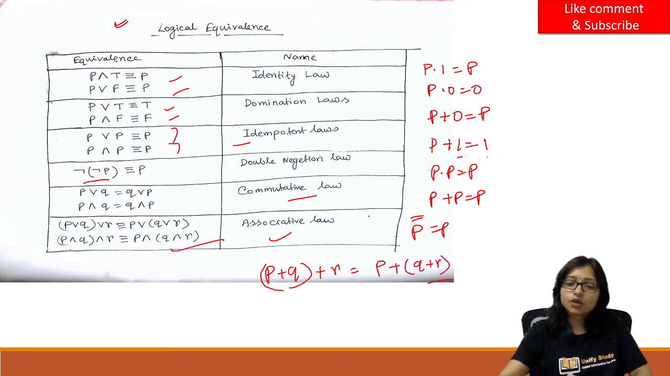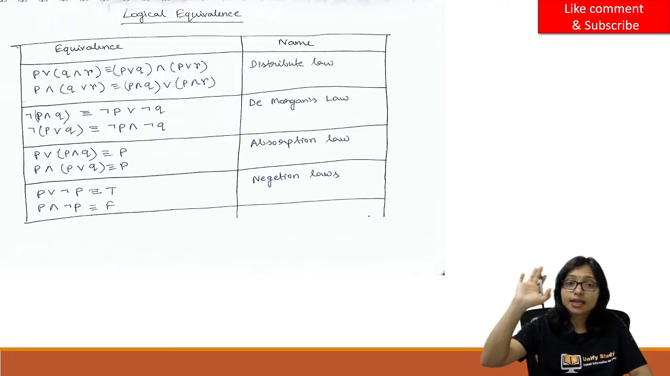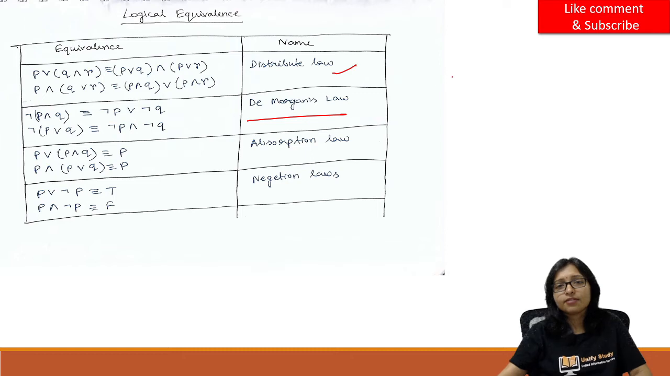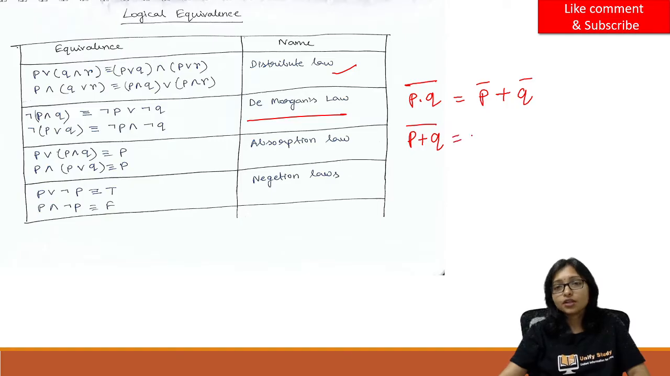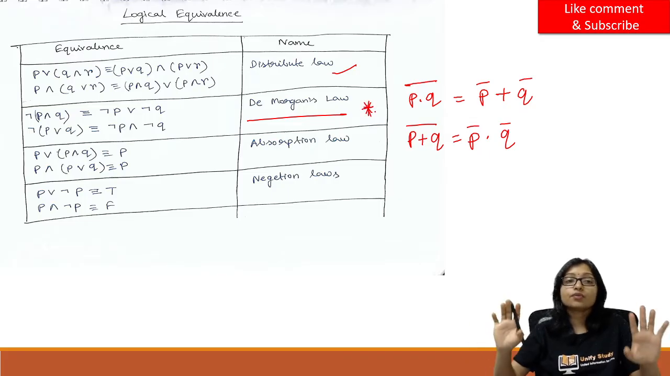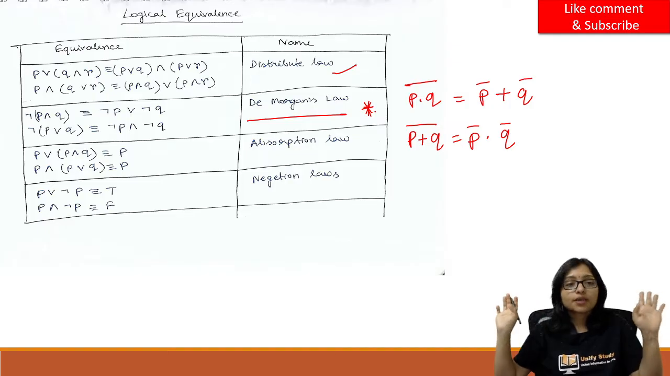That is the associative law. Same thing in digital logic. Distributive law and De Morgan's law are very important in digital logic and also in propositional logic. When you are doing (PQ) bar, it will be P bar plus Q bar. And when I am doing (P plus Q) whole bar, it will be P bar dot Q bar. Right? This De Morgan's law is required always for simplification.